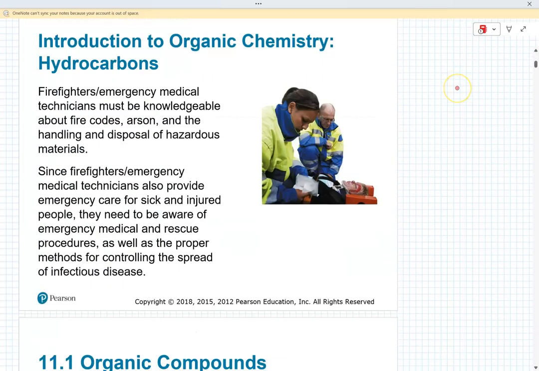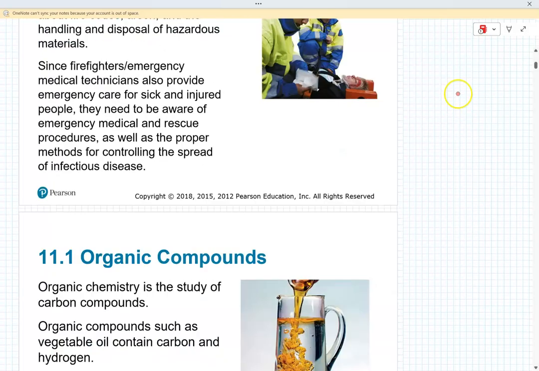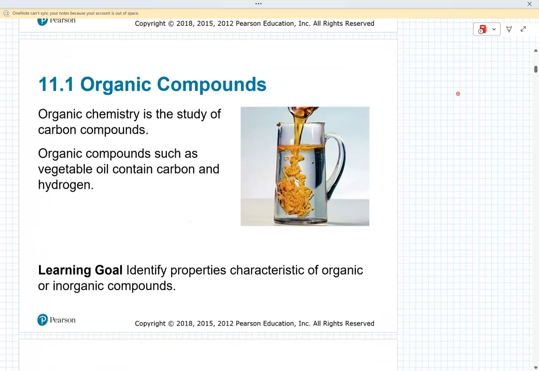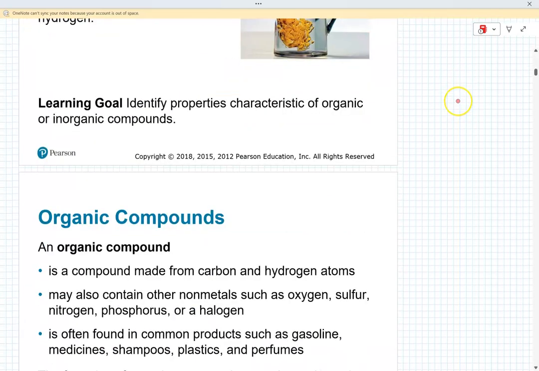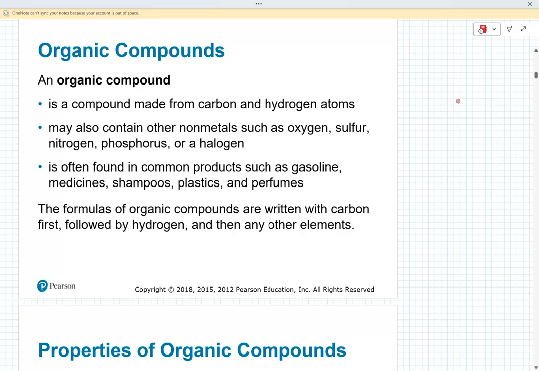Okay? So the very first group of organic compounds that we're going to chat about is hydrocarbons. The key thing about organic compounds is that they always contain at least two types of atoms, carbon and hydrogen.